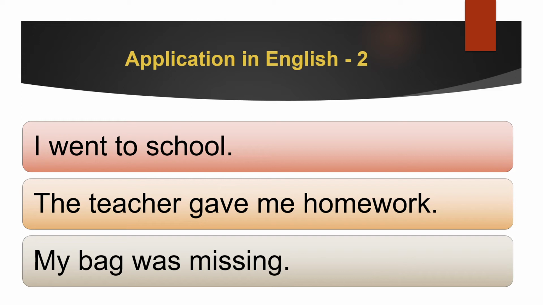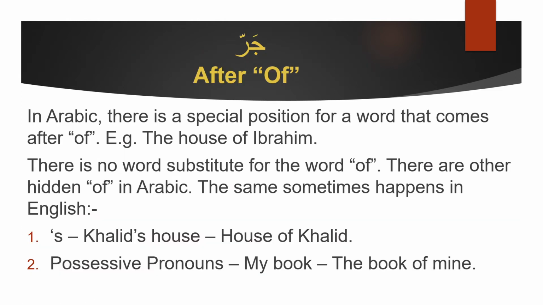Alright, now let's solve the mystery of my. What is my classified as? Let's see. So what is the third place in Arabic? What is the third status? The jar, after of. What is this? In Arabic, there is a special position for a word that comes after of. For example, the house of Ibrahim. In this particular example, the word that comes after of is Ibrahim. So Ibrahim will have a special position. Ibrahim is jar. Ibrahim is in the jar position.